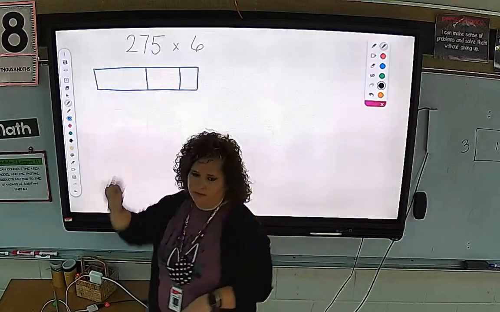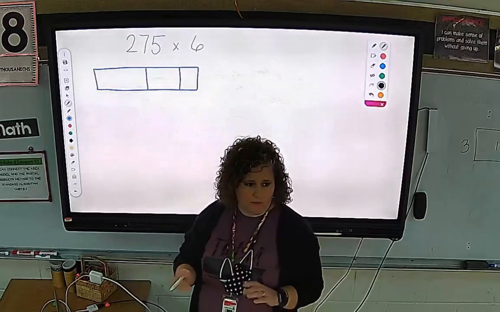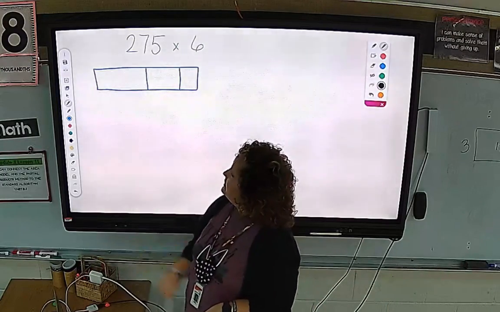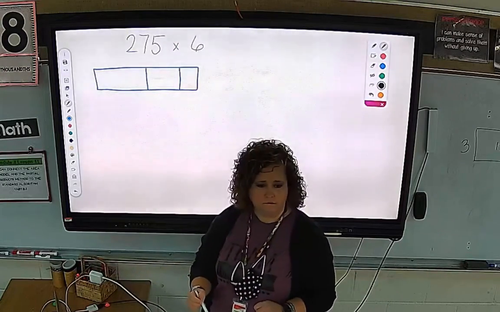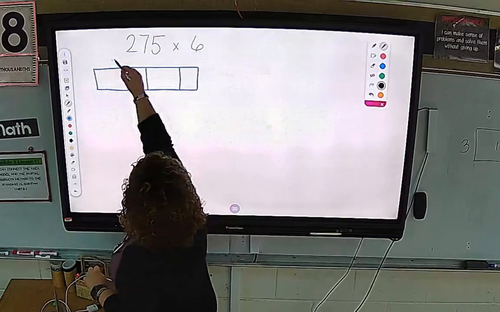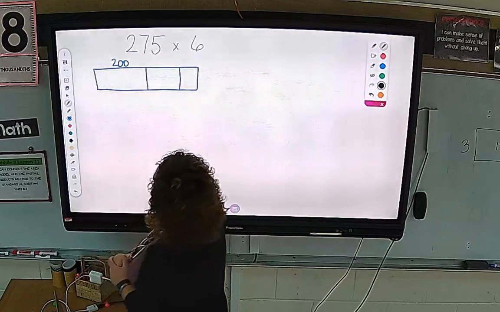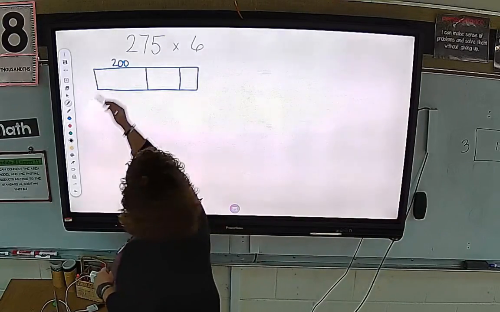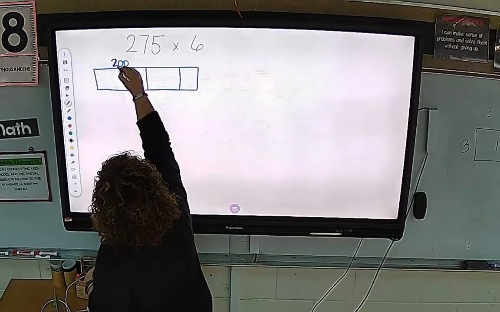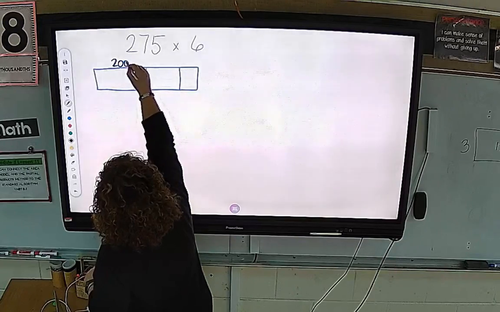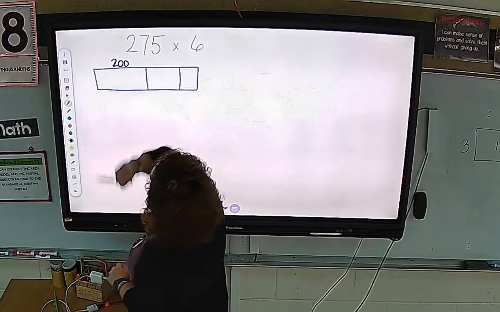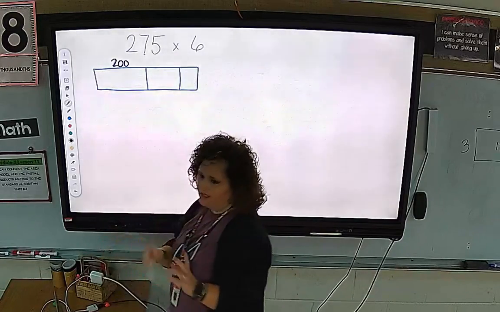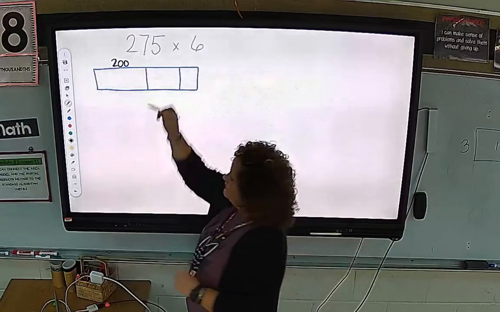How much are we going to put above the first section? Remember, we're pulling this number apart into its place values. Valerie, how many hundreds do we have? 200. We have 2 hundreds. Okay. Isabella, how many 10s do we have right there? 7. So 7 10s is how much? 70.